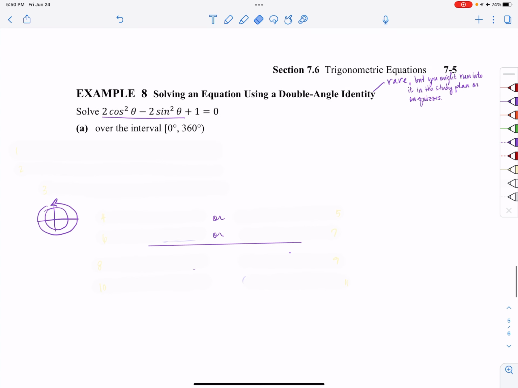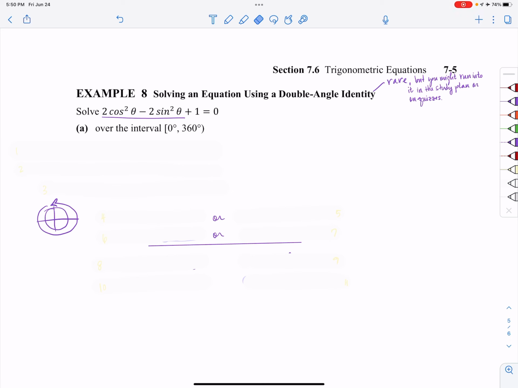All right, example number 8. Again, this is one of those that's kind of rare. You won't see too many of these, but it is possible that you might see it in the study plan or on your quizzes, so it's good to know. All right, so for part A, I am working in degrees.